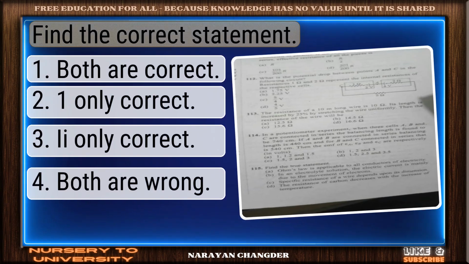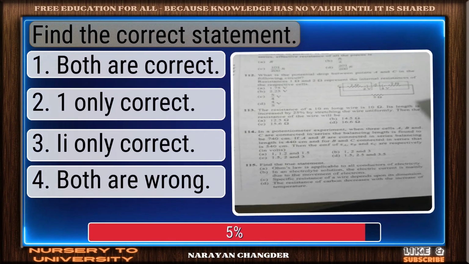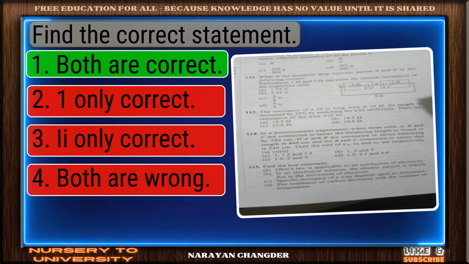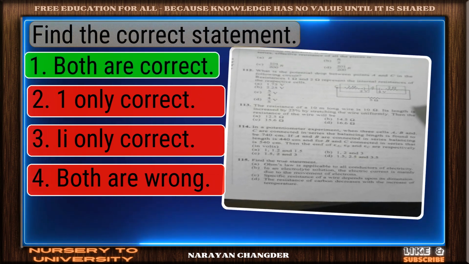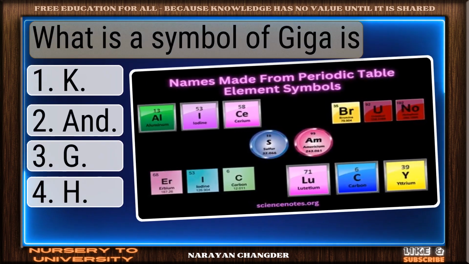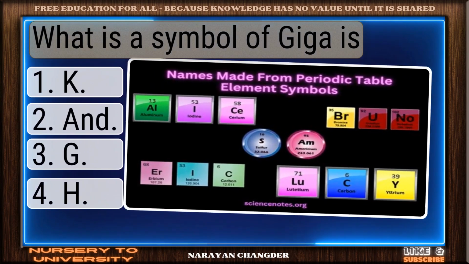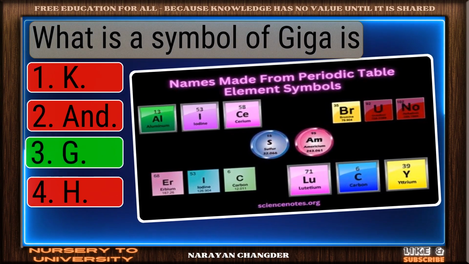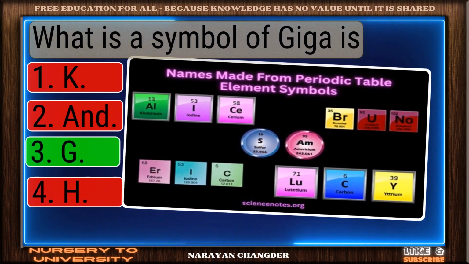Question number 234. Find the correct statement. Nice selection. Both are correct is the correct and valid answer. Question number 235. What is the symbol of giga? Well picked. G is the correct answer.